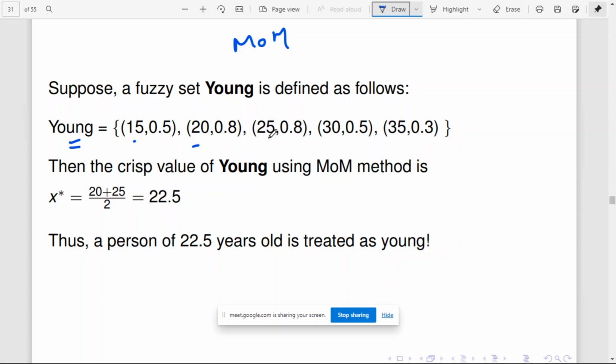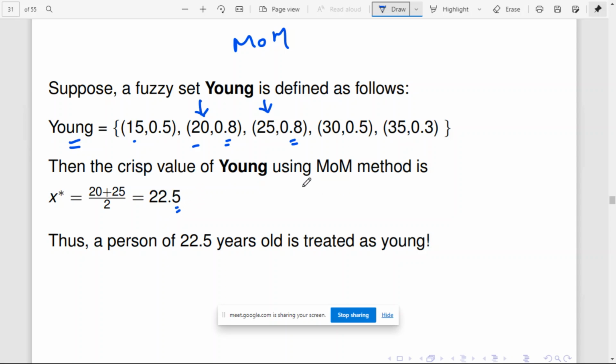So here the maximum membership value is 0.8, and we are getting 0.8 for two values of x. These are 20 and 25. So we have to take the average of this. So x star is equal to (20 + 25) / 2, which is 22.5. So 22.5 is the crisp value when you use the mean of maxima method.